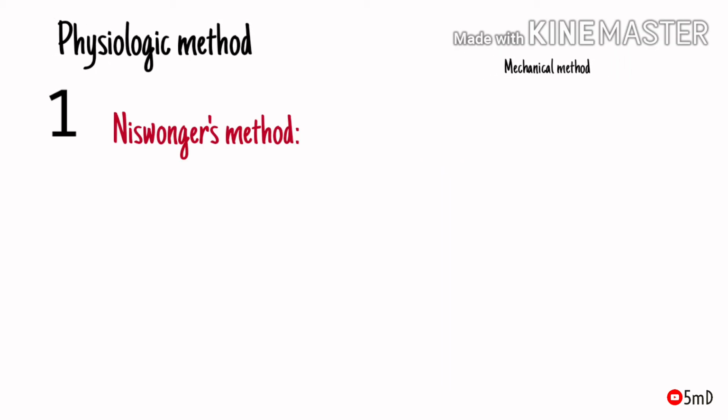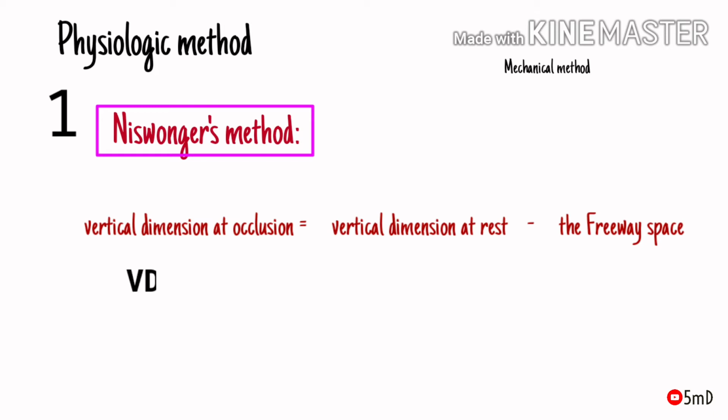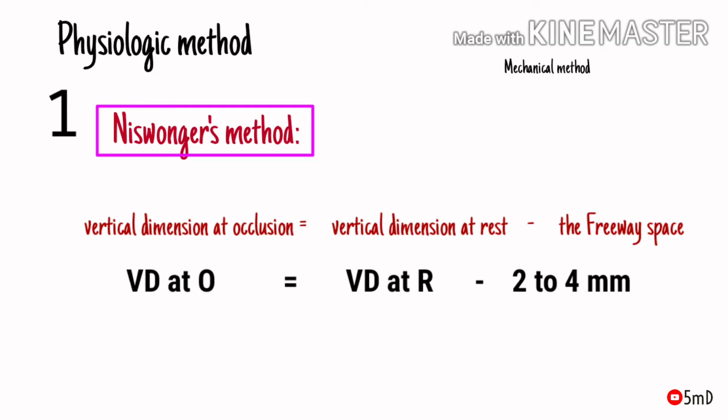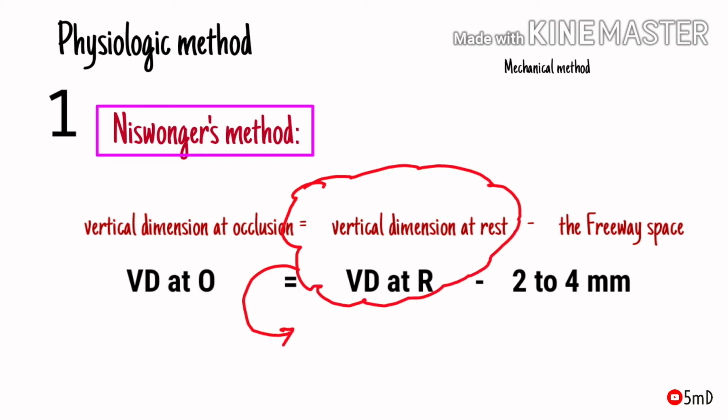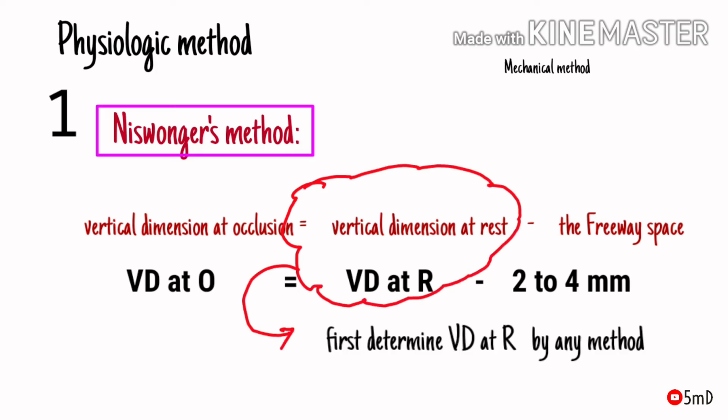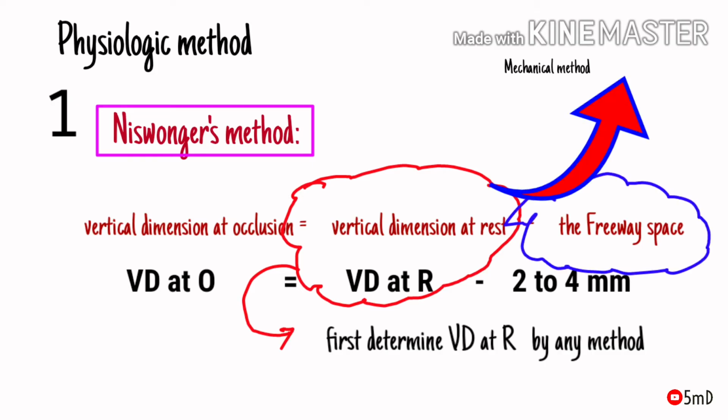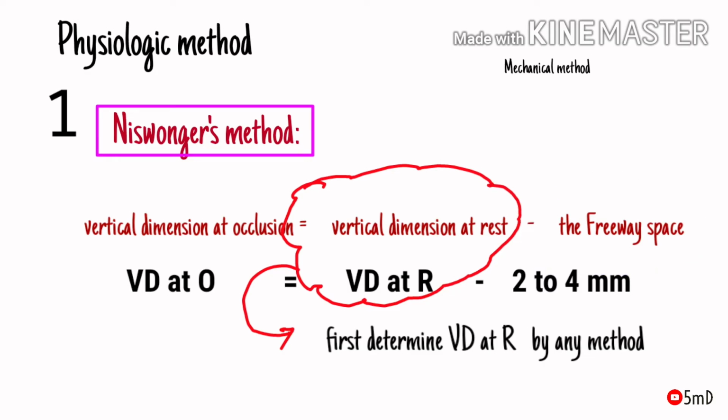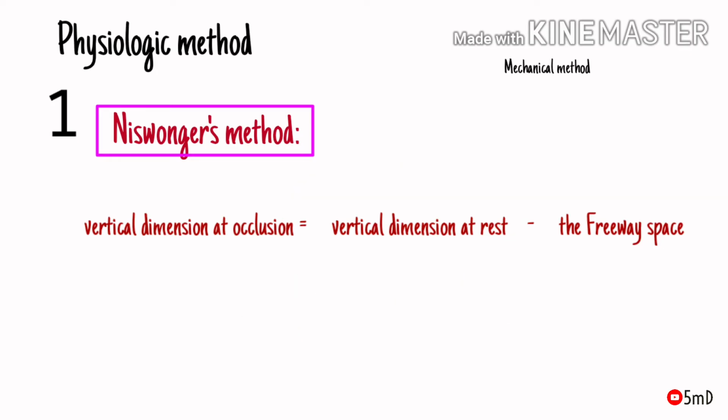Niswonger suggested that vertical dimension at occlusion, VD at occlusion, is nothing but vertical dimension at rest minus the freeway space. For this method, we should determine the vertical dimension at rest using any one of the methods we discussed in the previous video. And we should also know the concept of freeway space. If you have not checked out the previous video, please check it out. So after determining the vertical dimension at rest using any one of the methods, determining VD at occlusion follows.